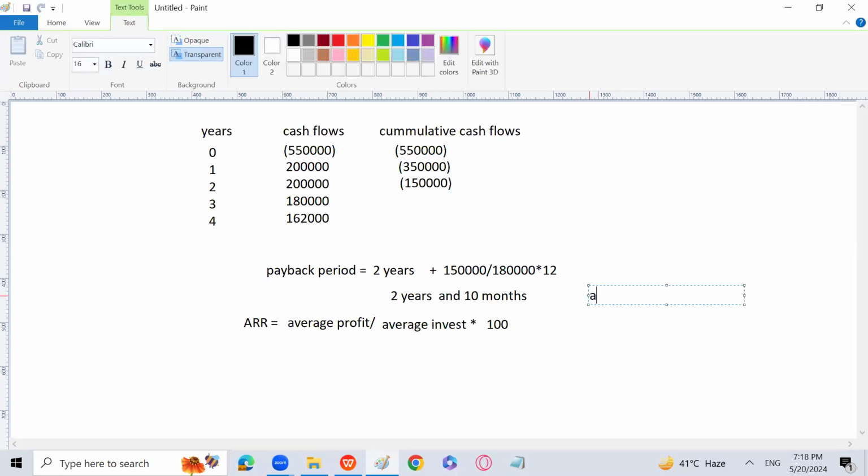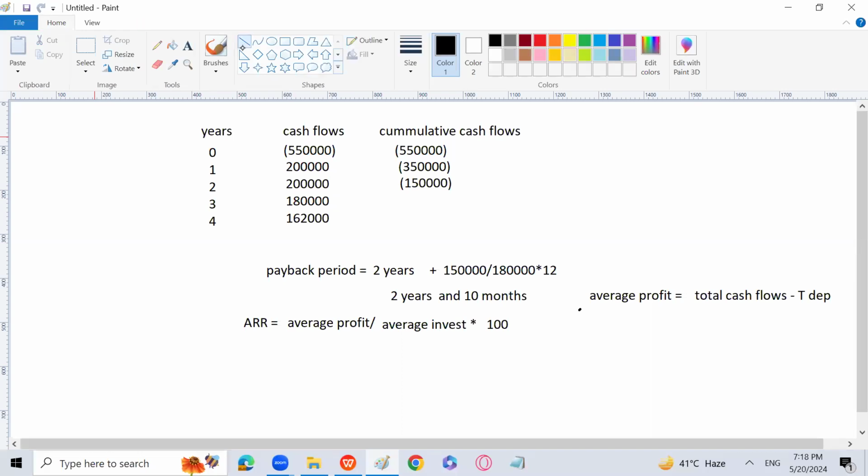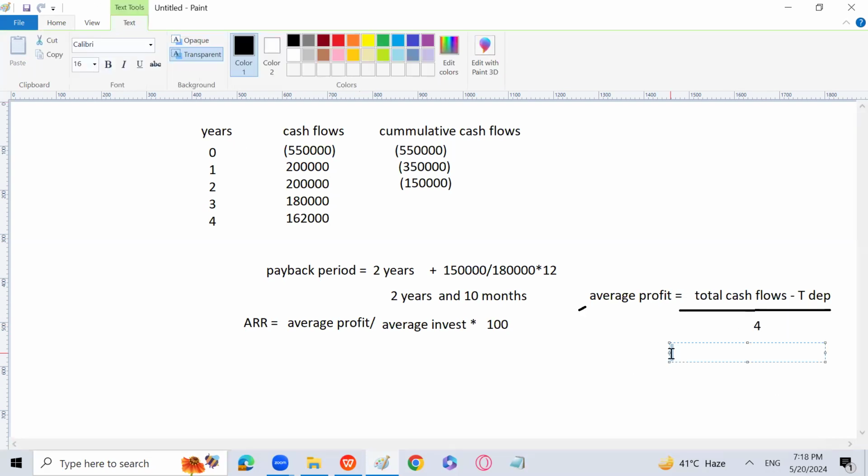So average profit, let's calculate it. Total cash flows minus total depreciation divided by 4, because the project in which we are going to invest is for 4 years. So we will get the average profit. Total cash flows are what you are receiving, the total profit without depreciation. I should have written total profit: 2 lakh plus 2 lakh plus 1,80,000 plus 162,000.